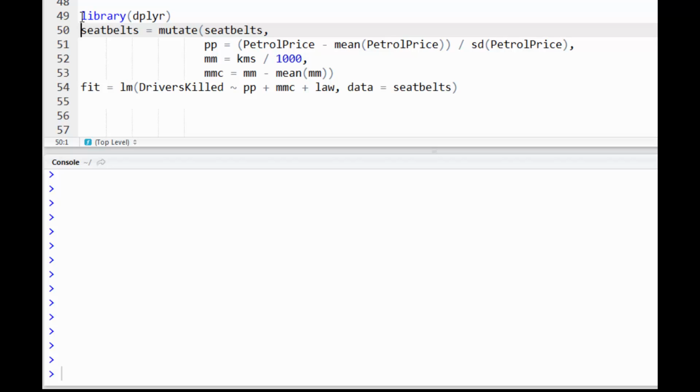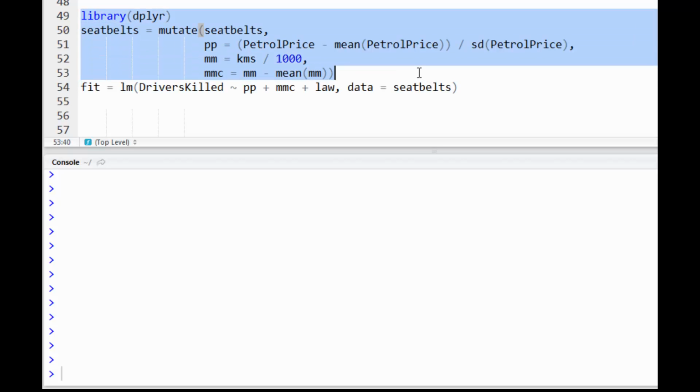If you go back to watch some of the earlier videos, which include some from the last chapter, we have created a normalized petrol price variable because we like the scale a little bit better, and we've created a 1,000-kilometer unit kilometers variable, and we've centered that. Both of these variables are centered so that we have a more interpretable intercept. The previous question asked us to do everything on the log scale, though this one is referring to question 1, so we're going to do it on the natural scale, unlogged number of drivers killed.